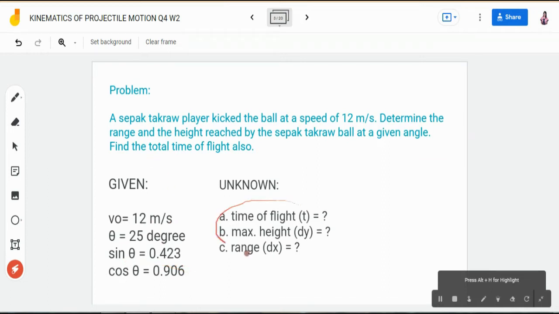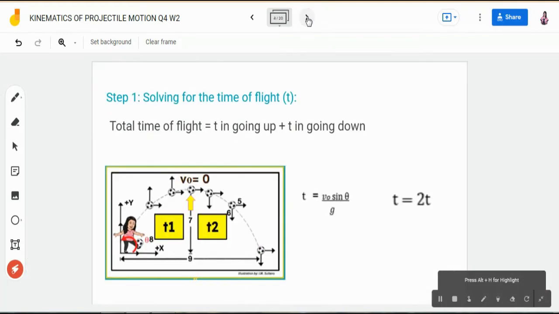Pwede na nating makalculate. Magpo-focus lang muna tayo dito sa letter A, which is yung time of flight. Ayan. So, step 1, solve muna natin yung time of flight. Ano ba yung total time of flight? Remember na yung ating total time of flight is equal siya dito sa time in going up plus time in going down. Kaya yung formula natin for total time of flight is ito. Ayan. Kung makikita nyo, 2t. Bakit 2? Kasi t in going up plus t in going down.